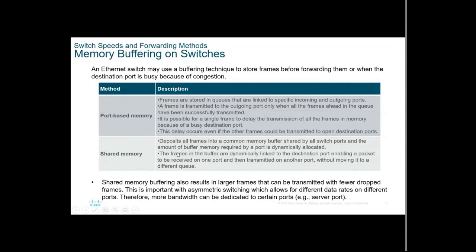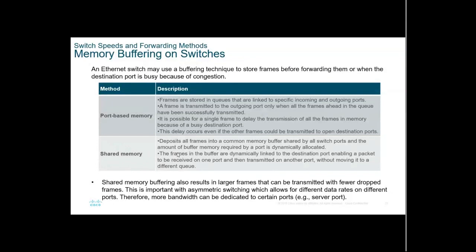So what about shared memory? Shared memory deposits all the frames in a single, common memory buffer shared by all switch ports, and the amount of buffer memory required by each port is dynamically allocated. Dynamic means it changes. So in that situation where we have one busy port and 23 not busy ports, we can give the one port more memory. But if that stops becoming busy, we can take it away and give it to other ports. So that's what dynamic means. We can change with the flow of what's going on.